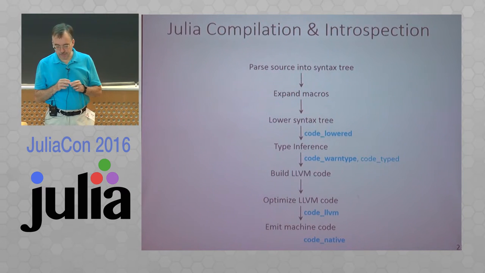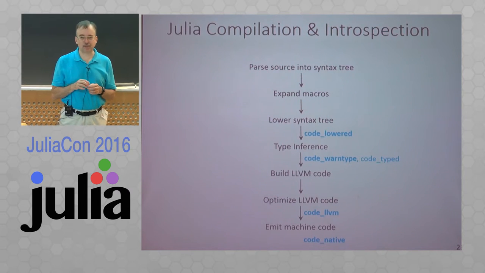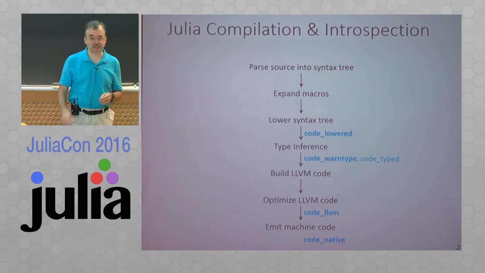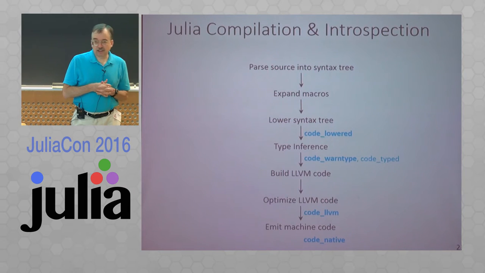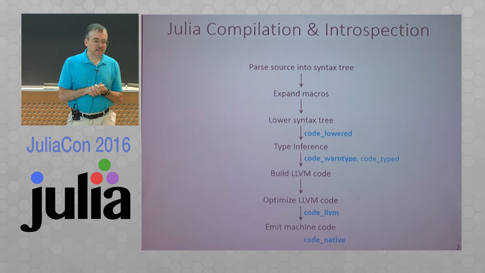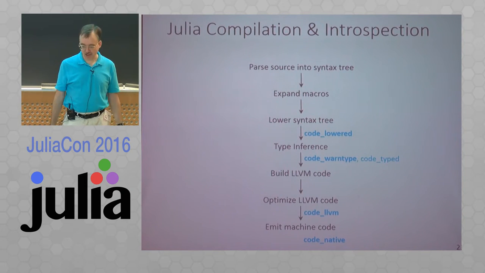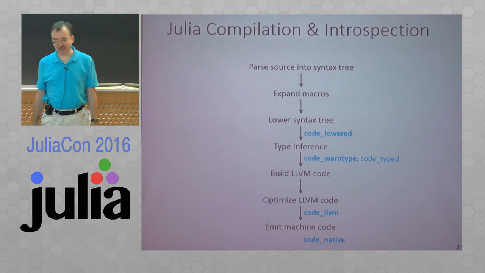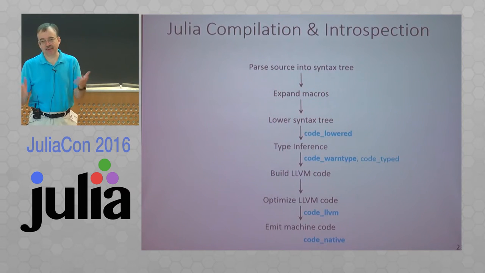code_warntype will show you the results after type inference. There's an older function called code_typed, but I'll show you just code_warntype because it has some nice highlighting. It points out the spots that may be causing slowdowns. If you're an LLVM fan, you can look at the LLVM code being spit out. If you're a hardcore x86 or ARM person who likes to read assembly code that's not marked up too clearly, you can look at the machine code. I like the code_llvm level myself.